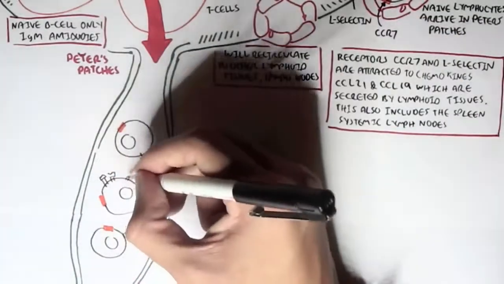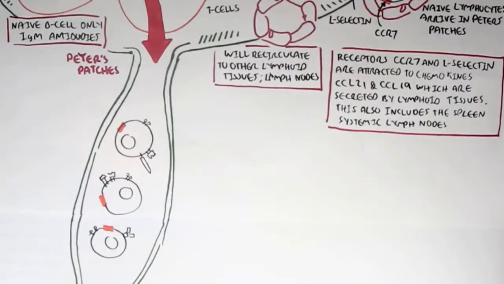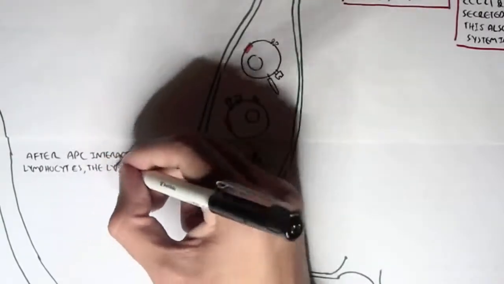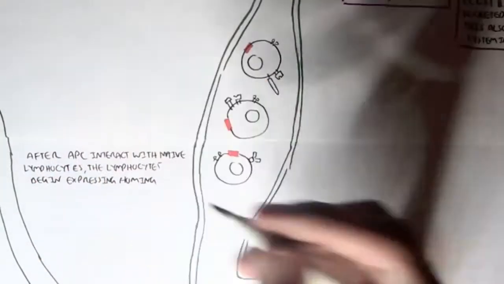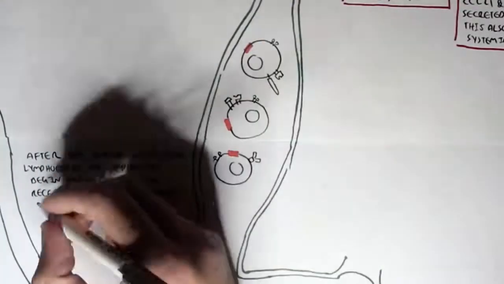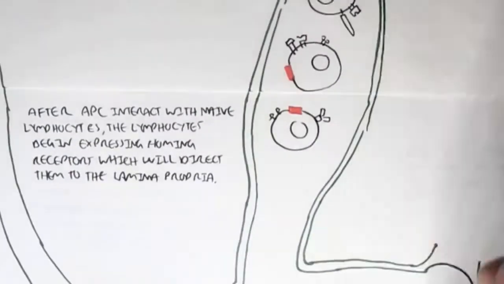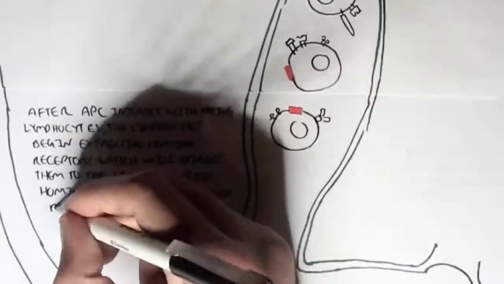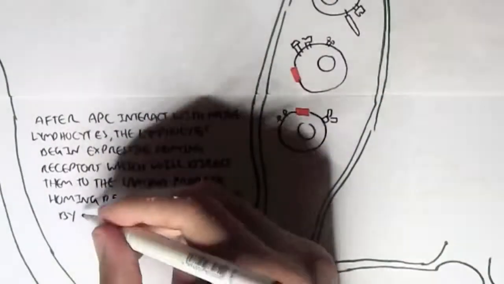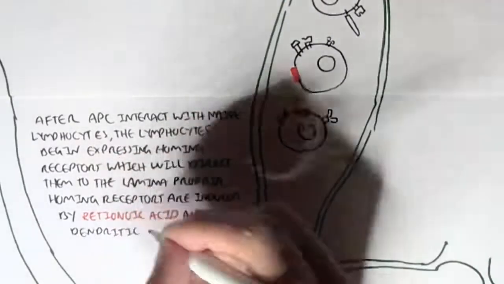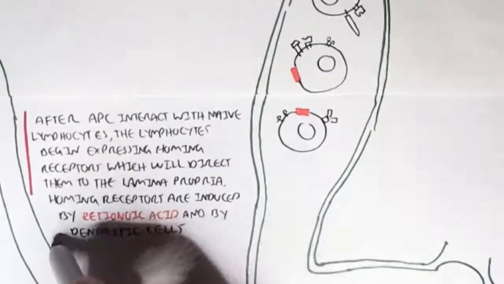They will travel around the body and typically end up in the lamina propria, if you remember, the other area beneath the mucosal surface. So after the antigen-presenting cells interact with the lymphocytes, the lymphocytes begin expressing the homing receptors. Remember, the homing receptors will direct them to the lamina propria. Homing receptors are induced by the retinoic acid from dendritic cells.